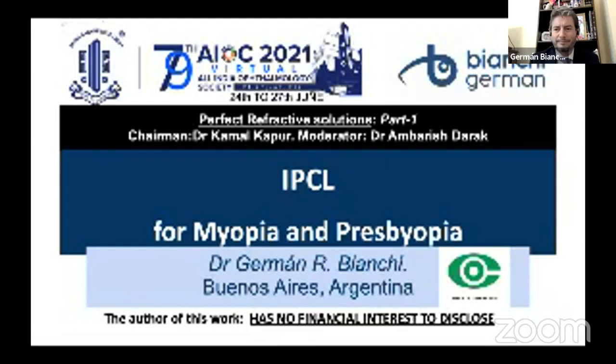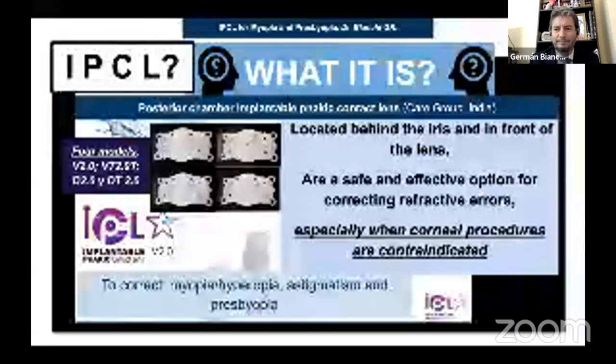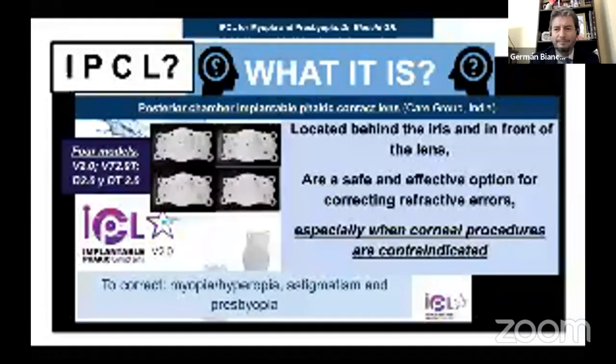Dr. Kamal Kapoor talked about the main characteristics of the IPCL. We have 4 models now: spheric, toric, diffractive spheric, and diffractive toric. We use it to correct myopia, hyperopia, astigmatism, and presbyopia, but I prefer myopia, astigmatism, and presbyopia.